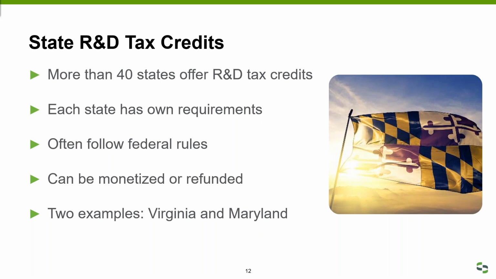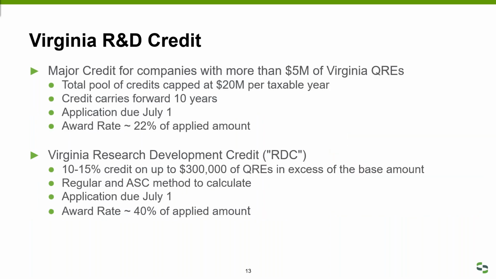So I'll give you two examples. Virginia and Maryland are both refundable credit states. Next slide, please. So when you think about Virginia R&D credit, they actually have two regimes. Major credit, which is for a company with more than 5 million of qualified research expenditures in Virginia. And they have a $20 million pool they allocate out of, and it carries forward 10 years.